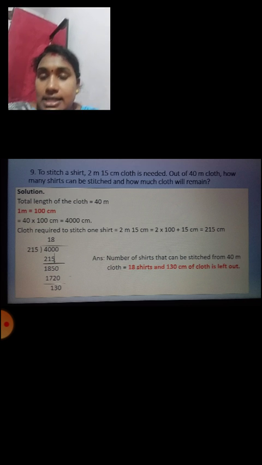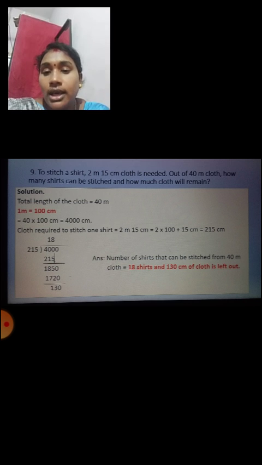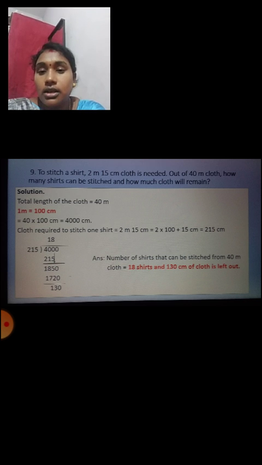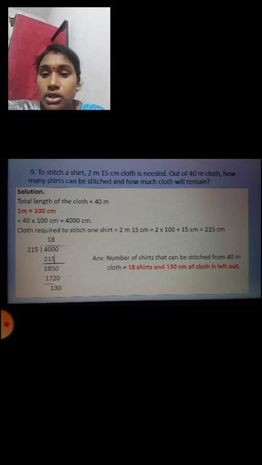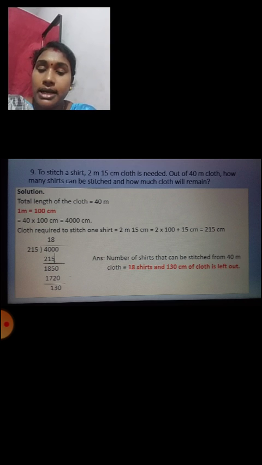So 1 meter is equal to 100 centimeters. This is the formula that has to be written whenever a sum is asked. Okay, this formula carries 1 mark in each and every sum that you do under this metric conversion. Okay, children? Now 40 into 100 is 4000 centimeters. Now the cloth required to stitch one shirt is equal to 2 meters and 15 centimeters. That is, 2 meters here is again converted into 2 into 100. So it will become 215 centimeters.